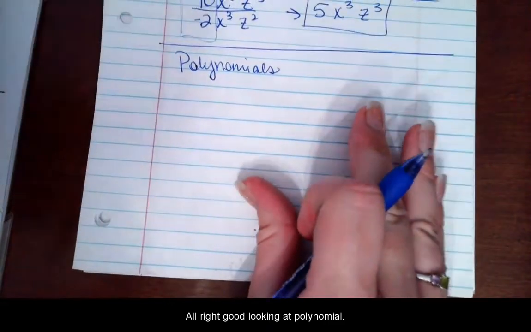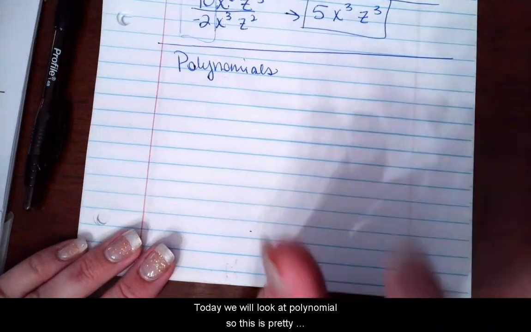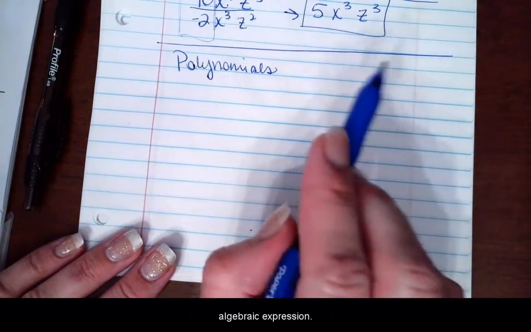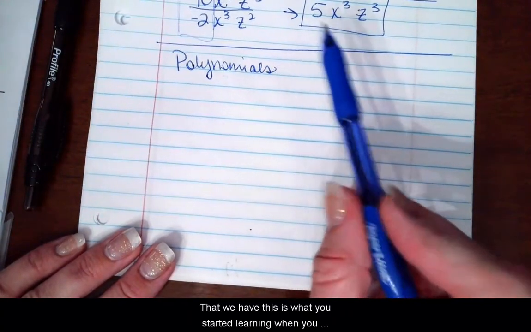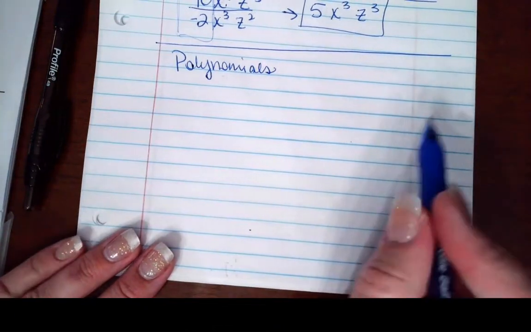All right, so looking at polynomials. Today we will look at polynomials. So this is pretty much the most straightforward type of algebraic expression that we have. This is what you started learning when you first started getting introduced to variables and that type of thing.